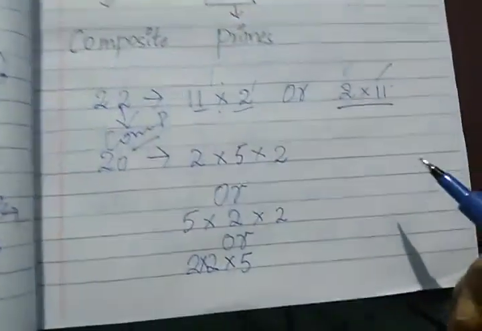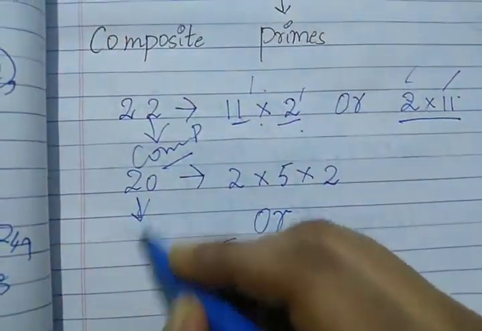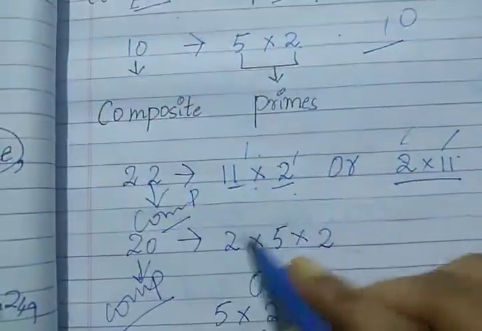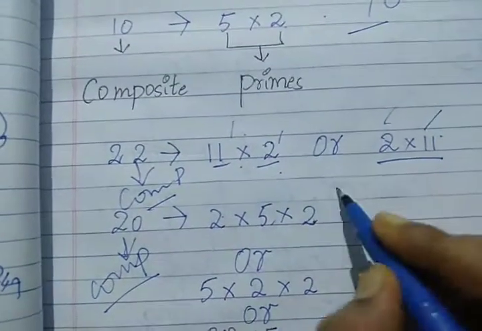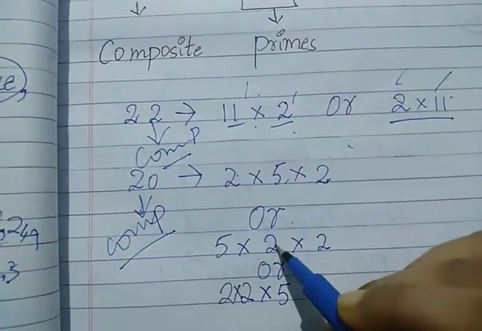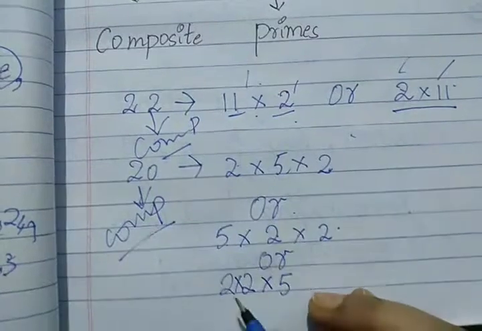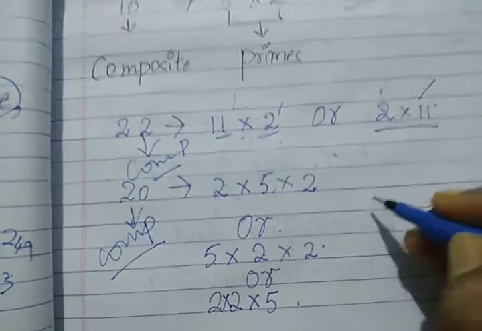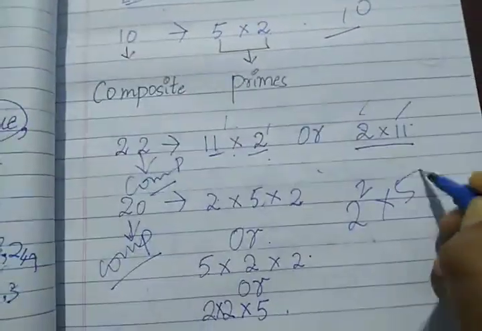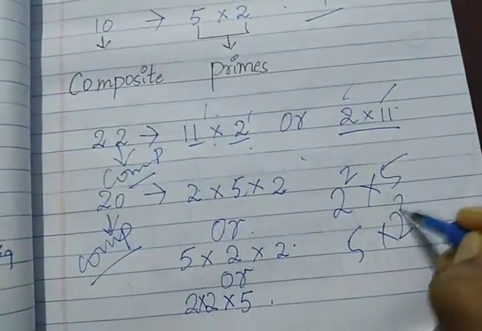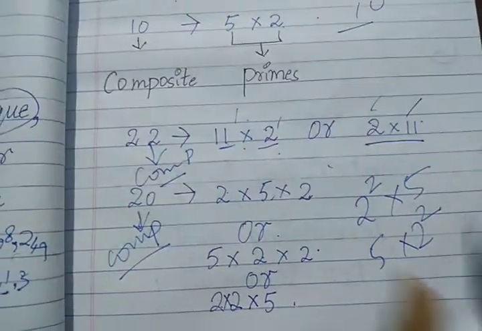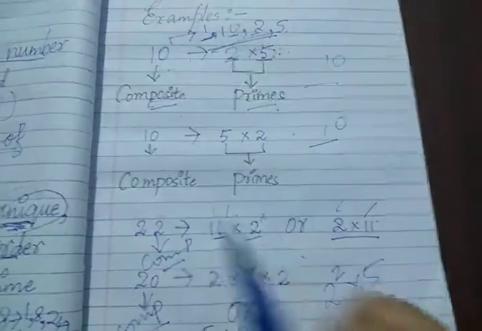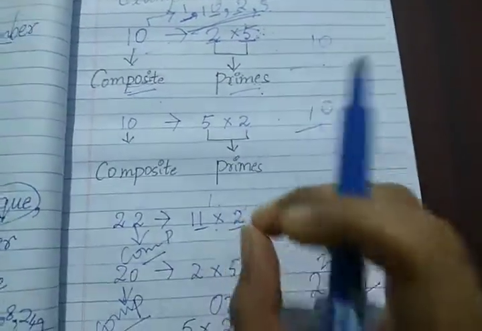Another example I've taken, 20. 20 is a composite number. When you factorize 20, you get 2 into 5 into 2. The same thing you can write as 5 into 2 into 2. Again, you can change the order and write 2 into 2 into 5, or you can write 2 square into 5, or 5 into 2 square. Nothing changes. The number is the same. So this was all about the fundamental theorem of arithmetic. This is a very simple concept.